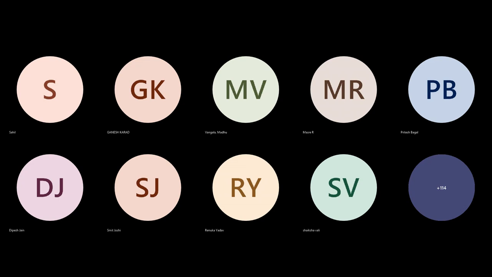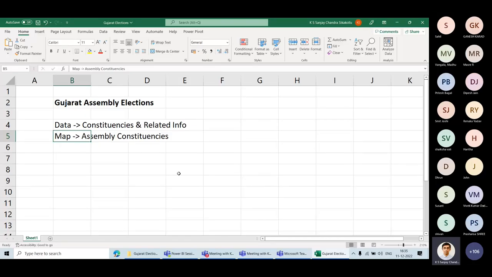Okay. So we require data and we require a map, and specifically assembly constituencies related map, not parliament constituencies. One more thing to remember is that assembly constituencies were delimited in 2009. If you download a map of assembly constituencies from 2004, for example, the constituencies will be different because delimitation happened in 2009. So whatever data you download has to be from after 2009.